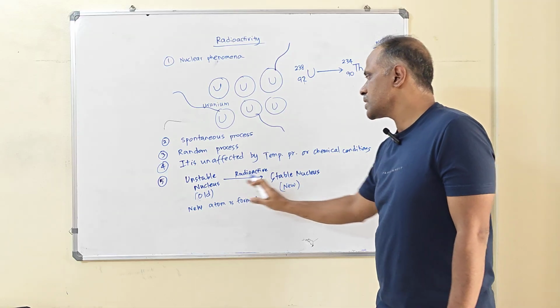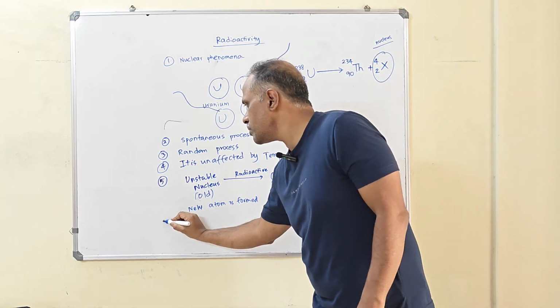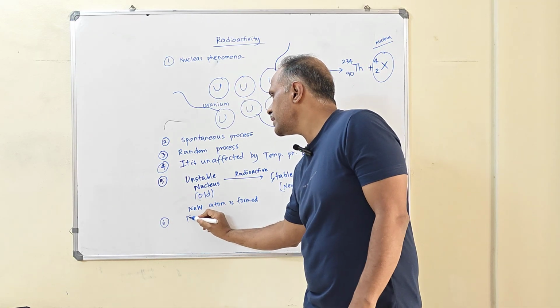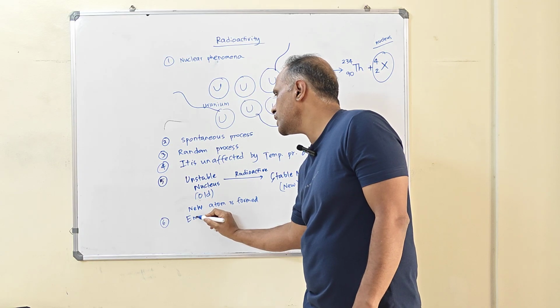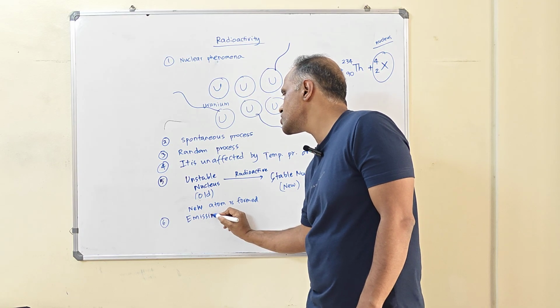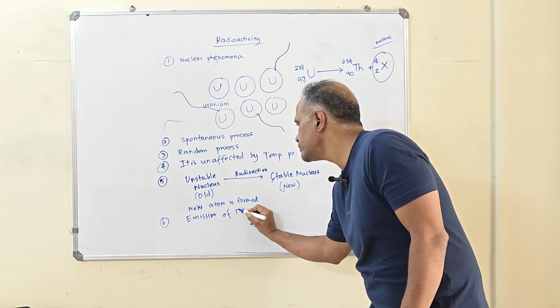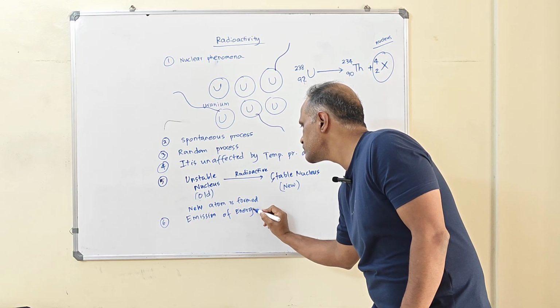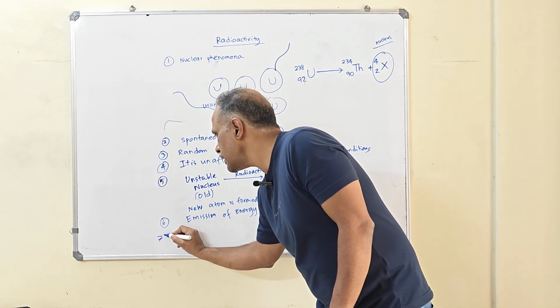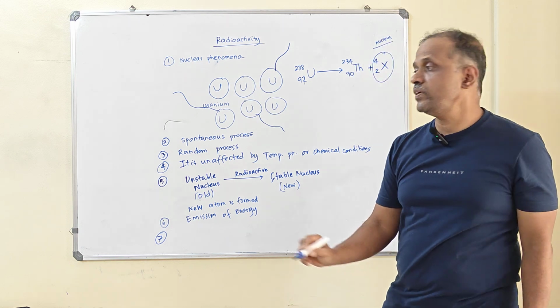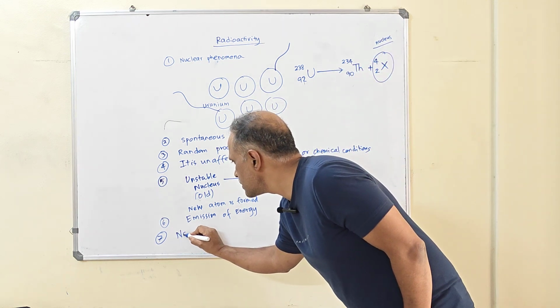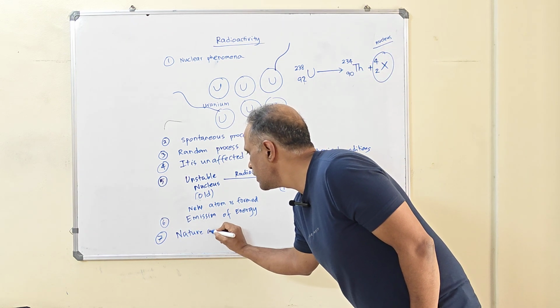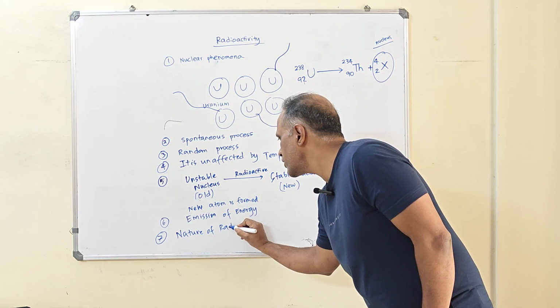So an unstable nucleus gets converted to a stable one, and it is always accompanied by emission of energy. Now the last point, we need to understand what is the nature of radiations from a radioactive substance.